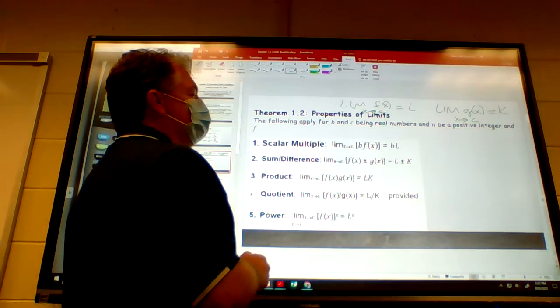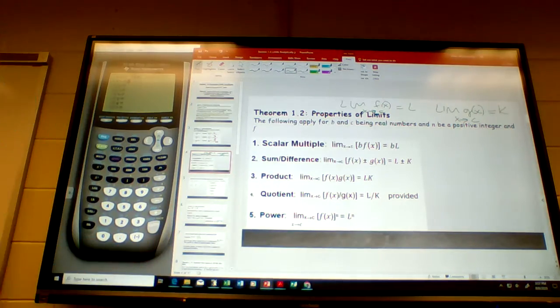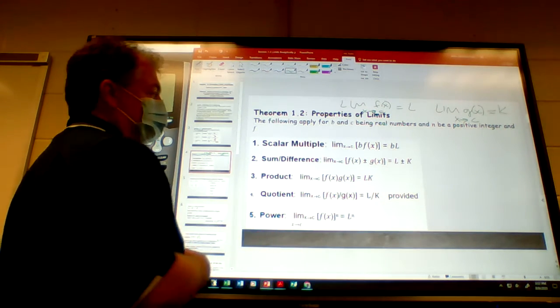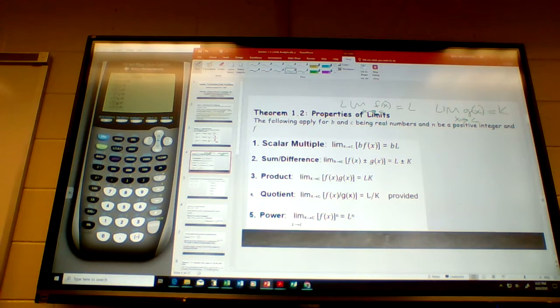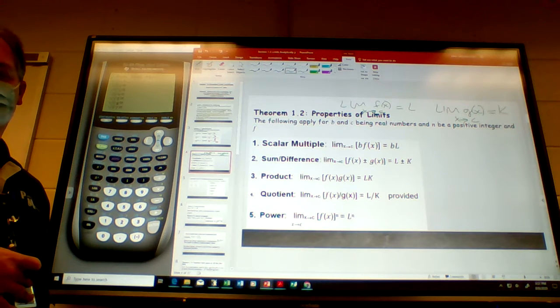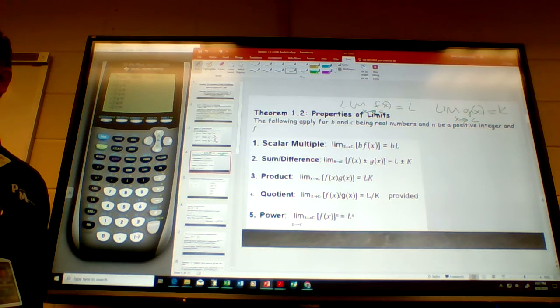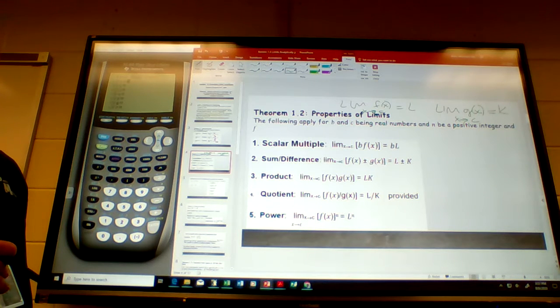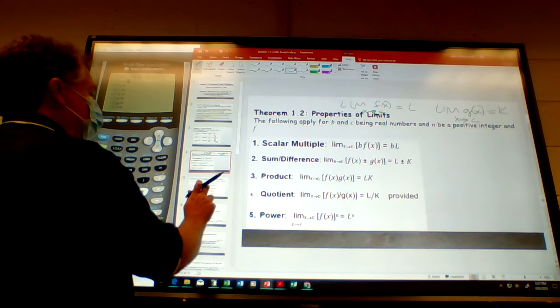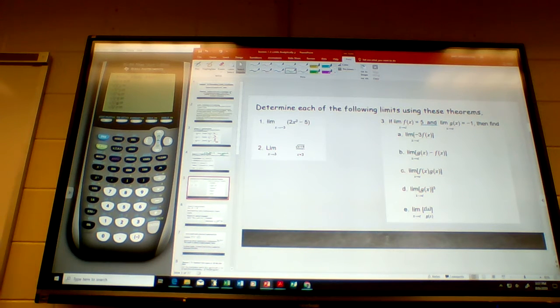It says the limit of the sum or difference of two functions is going to be the sum or difference of the limits. Same thing with the product, the quotient, and also the power. So I'll let you look over those for a moment. And now let's apply them to these examples right here.